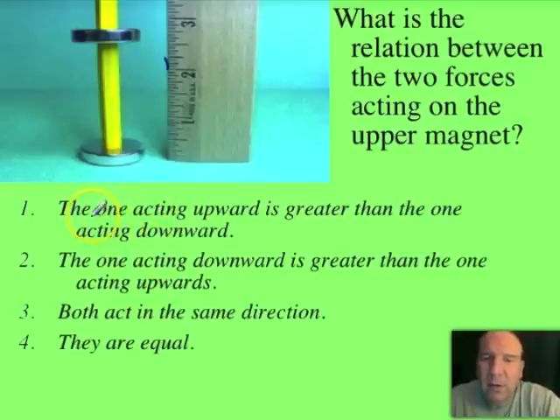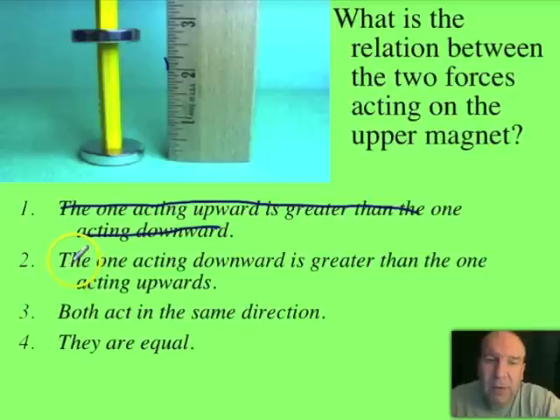Okay, so let's go through them. The one acting upward is greater than the one acting downward. Well, would it be balanced here? If this one was so much greater, wouldn't it just keep going? So let's cross this one off. So what is the relationship between the forces acting on the upper magnet?